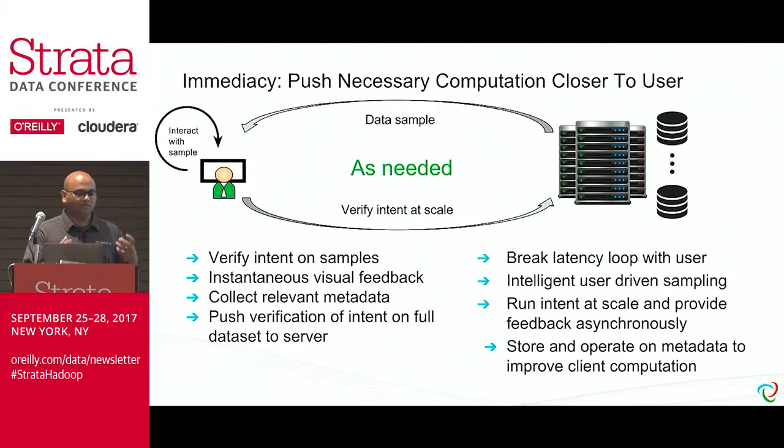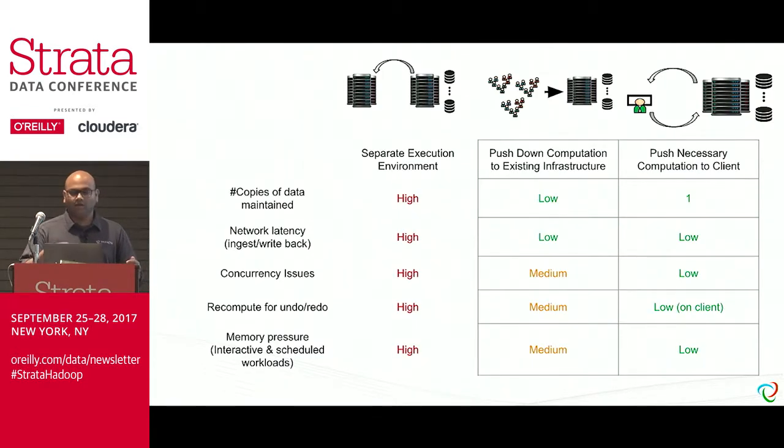It can also offload the server from collecting the relevant metadata. And once a user is satisfied with that flow, he or she can verify that intent at scale. And now the user is free to move on to other tasks and is not tied down by waiting for a batch process to complete. And so in summary, if you push all the necessary computation to the client, you only have to maintain one copy of the data because now you're sampling and you're only working on limited samples. You don't have the network latency because you're not ingesting and writing back. And the concurrency issues are fewer because now each individual user is using their own client compute engine to process and iterate over their data.